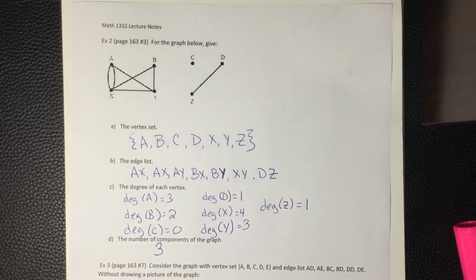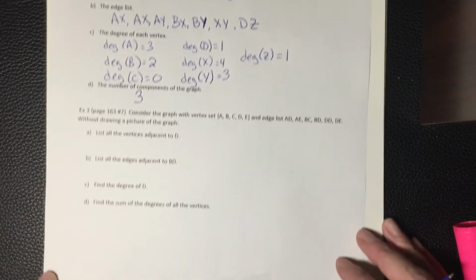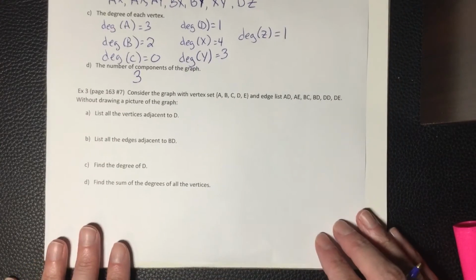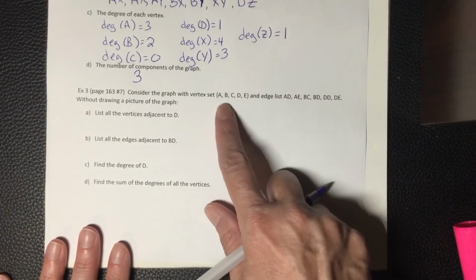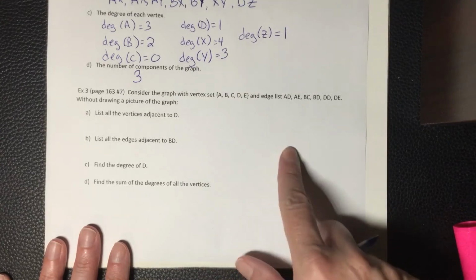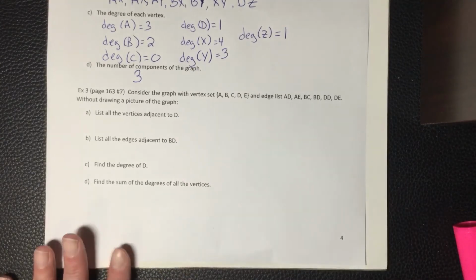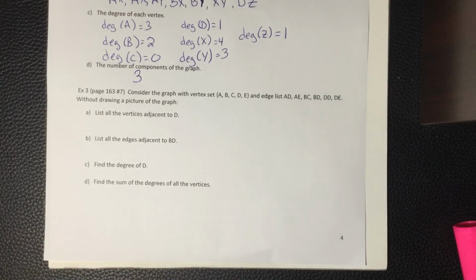Now for our last example, we're supposed to do this without drawing a picture. You can go back and draw the picture if that helps. You just list your vertices out. I tend to do them in a circle, and then you can draw your edges. But I'm going to show you how to do this without using the graph.